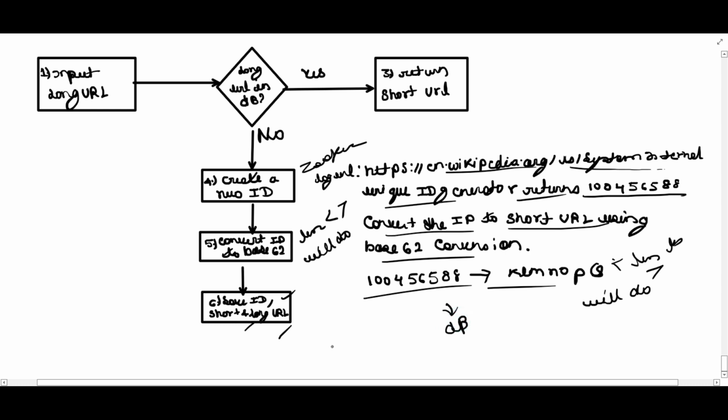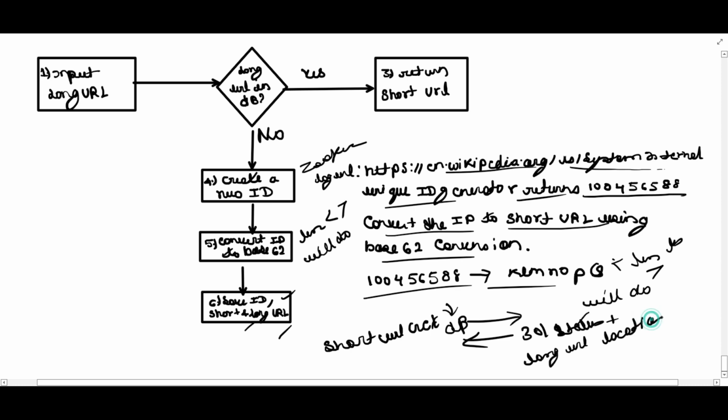And once the short URL GET request comes, then we'll return a 301 status code plus the long URL location, so that the browser can automatically redirect, right? And with 301, only one time it will hit our URL shortener service, and it will be saved in the browser cache, and the next time the same URL comes, it will not hit our server. So this is all about the URL shortener service for system design.